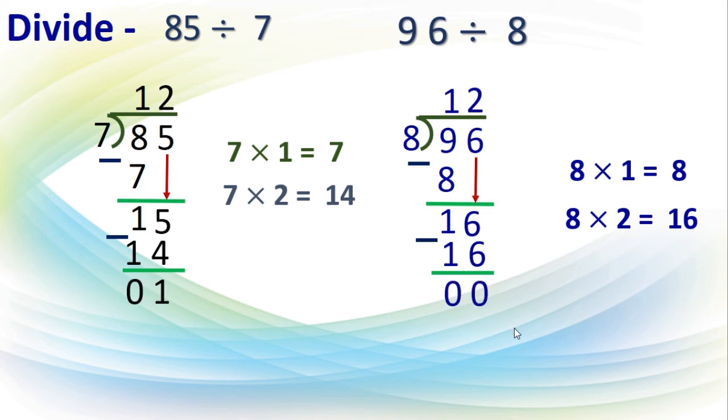0, 0. Yes, here 8 is divisor. 96 is dividend. 12 is quotient. See how to read 12. Okay. 12 is quotient and 0 is nothing but the remainder. Okay.